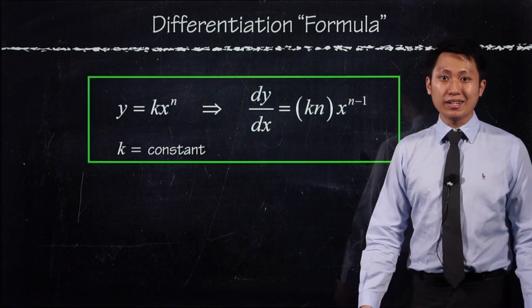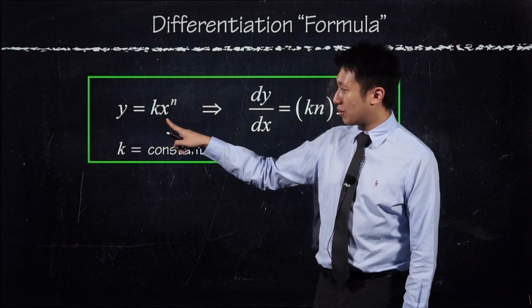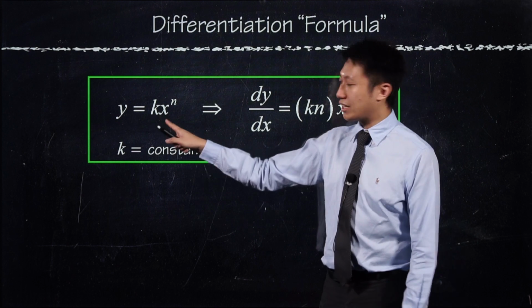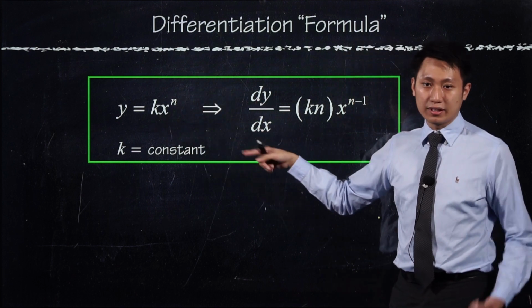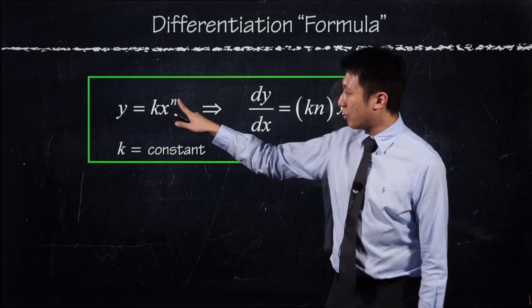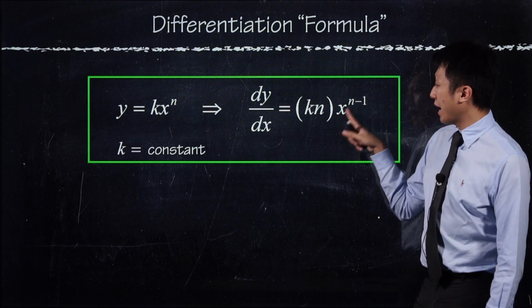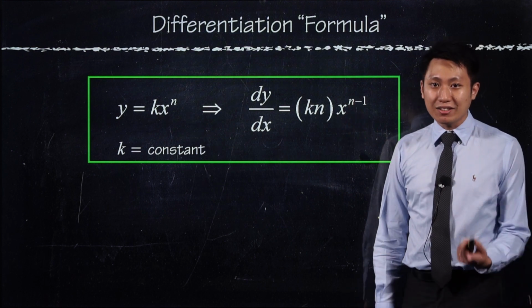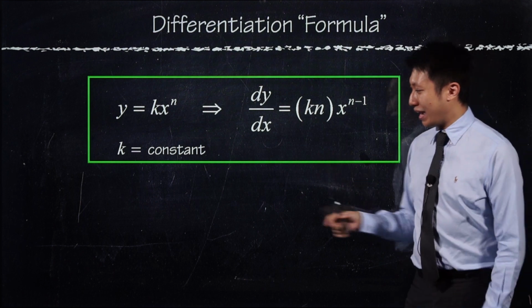The formula is that if you have y equals something like 2x to the power n, like 2x to the power 5, then the derivative will be: the power you bring it down, so it becomes kn, then x to the power n minus 1. I guess you're smart enough to understand this whole thing, right? Because of what? Okay, I'll show you how.